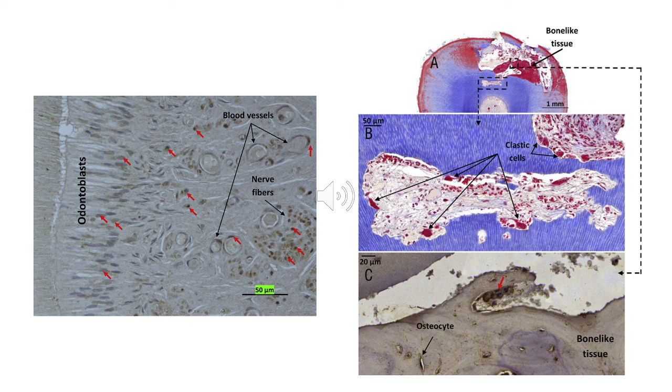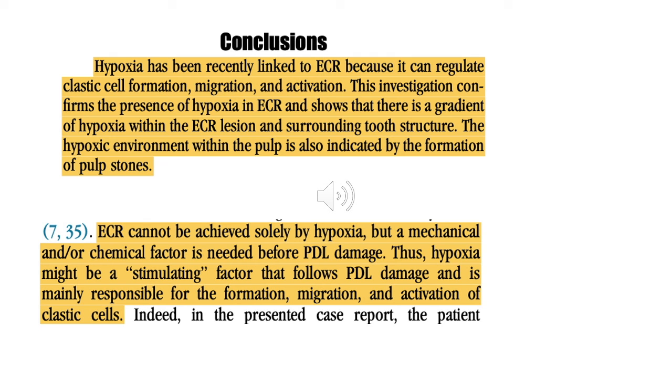Also, clastic cells, observed mainly at the apical area of the resorption, were found to be positive for the hypoxia-inducible factor marker. In conclusion, hypoxia has recently been linked to external cervical resorption because it can regulate clastic cell formation and activation. However, hypoxia alone cannot cause external cervical resorption, but a mechanical or chemical factor is needed.